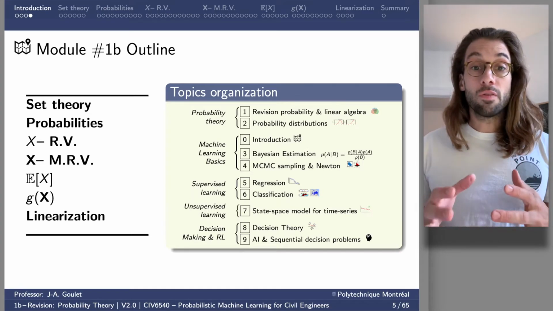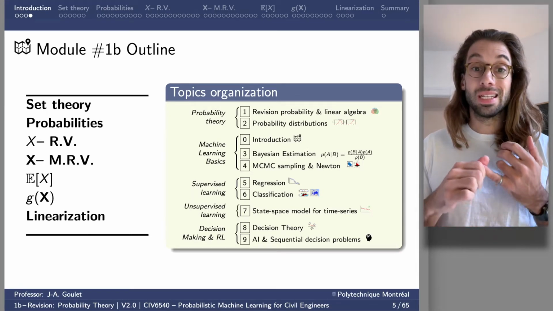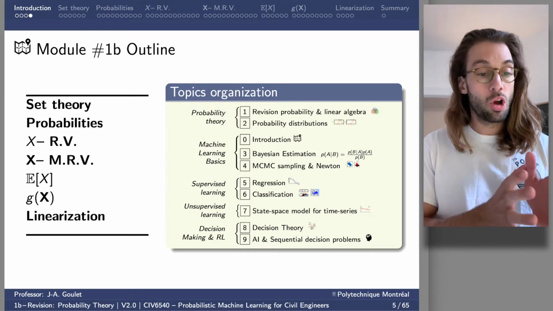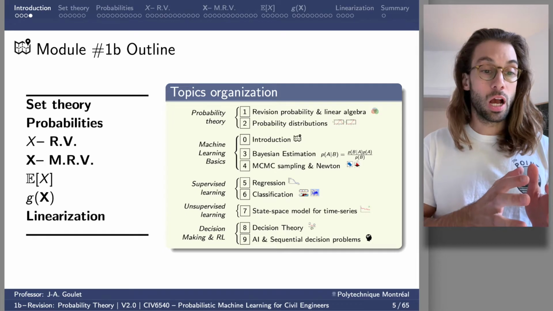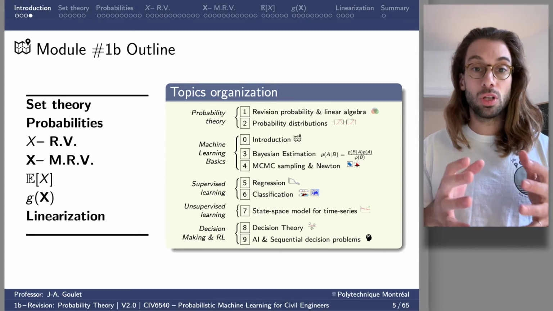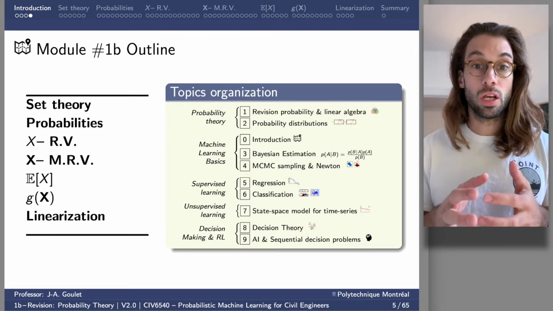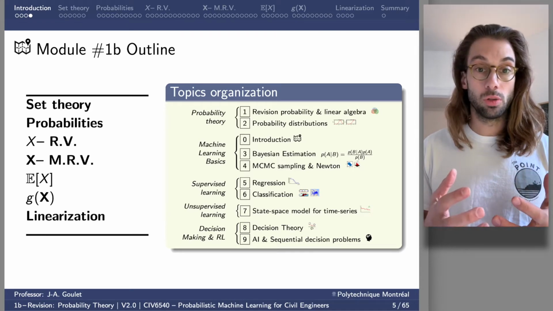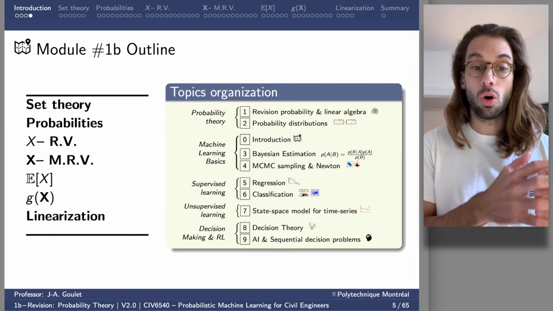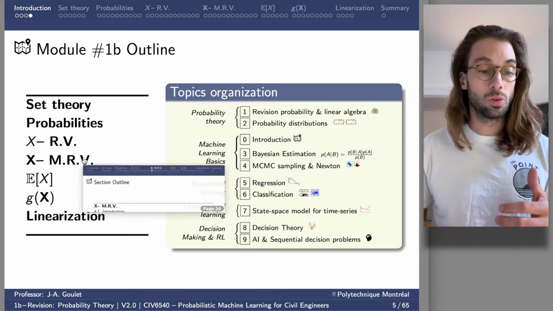So what we're going to cover together today is first the background associated with set theory. Then from this core information, we're going to move into the concept of probabilities. And this is going to give us the framework to then describe what is going to be the workhorse that we're going to use in machine learning, which are random variables, either in the case of univariate random variables, or in the second case, multivariate random variables.